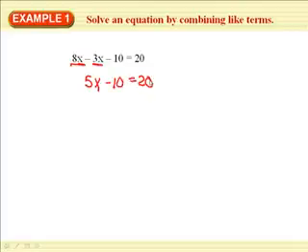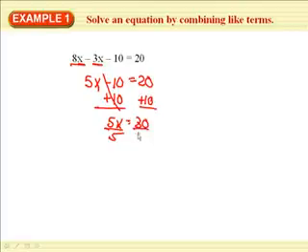Now that looks like problems you guys just solved in the last lesson. There's two things attached to the x, the 5 and the minus 10, so we add 10 to both sides. Those cancel out. 5x equals 30. We divide by 5. And in this case, x equals 6.